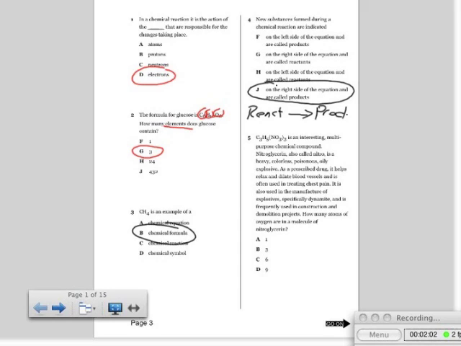And number 5, C3H5(NO3)3, is an interesting multi-purpose chemical compound. Nitroglycerin, also called nitro, is a heavy, colorless, poisonous, oily explosive. As a prescribed drug, it helps relax and dilate blood vessels and is often used in treating chest pain. It is also used in the manufacture of explosives, specifically dynamite, and is frequently used in construction and demolition projects. How many atoms of oxygen are in a molecule of nitroglycerin?